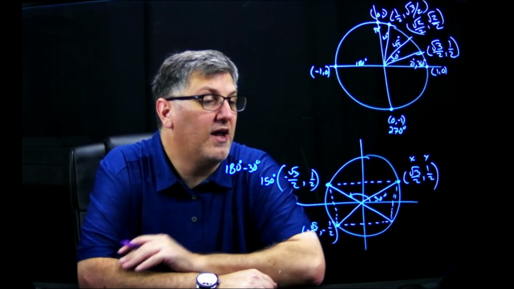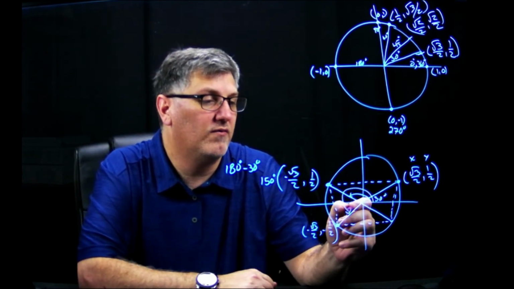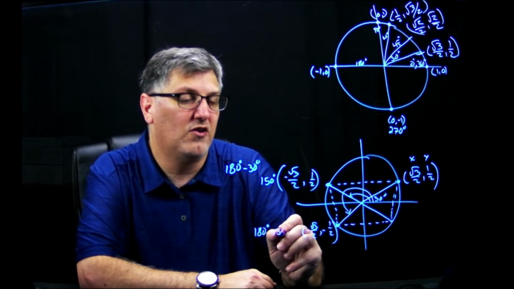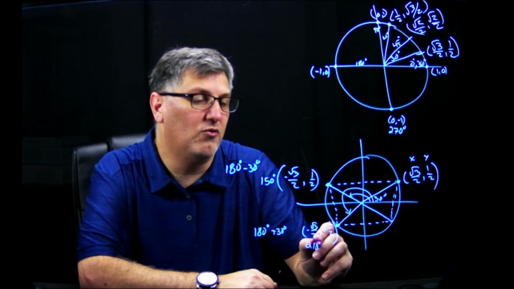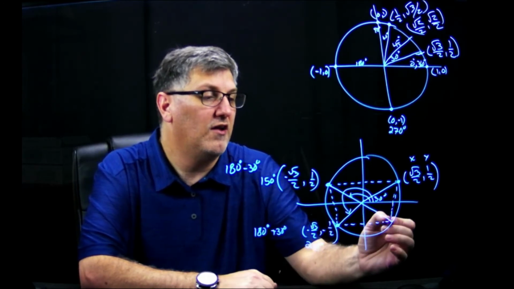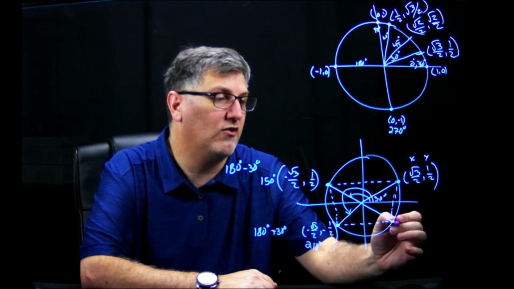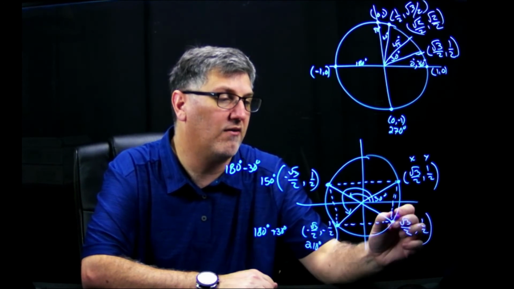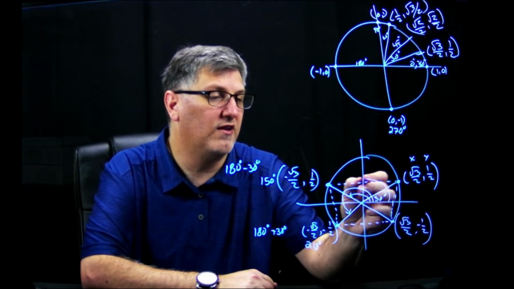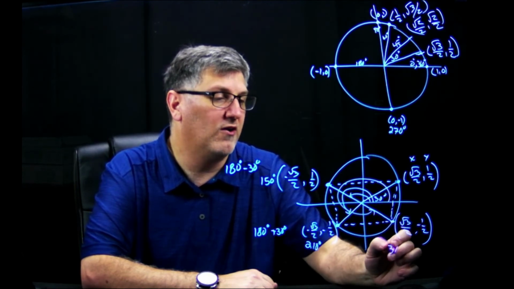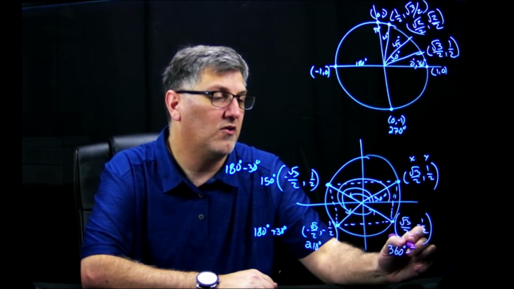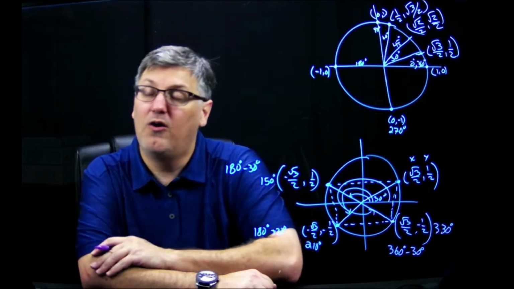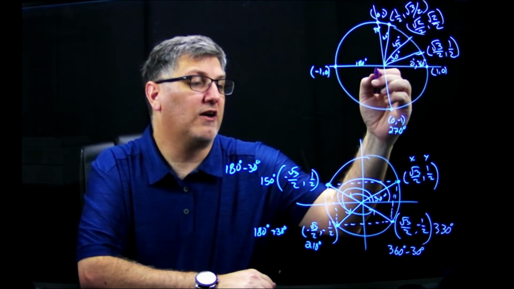All right, now to find this angle right here, we did 180 degrees plus 30 degrees, so this angle would be 210 degrees. And then, of course, this point right here, we know that the x value stays the same, the square root of 3 over 2, and the y value stays the same, which is a negative 1/2. And then to find this angle right here, we did 360 degrees minus my 30 degrees, which gives me 330 degrees. All right, so then I can come over here and draw these in.